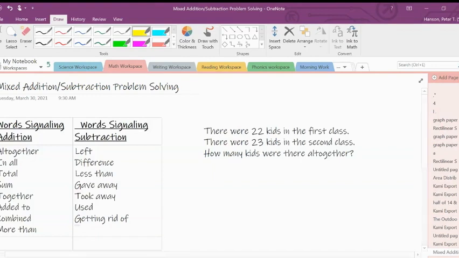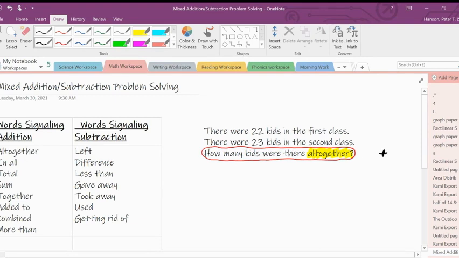22 kids in the first class. There were 23 kids in the second class. How many kids were there all together? So I want to first start by looking at this part here. I'm going to circle it to make sure that we know that we're looking at the question part, right? And here I know that the word that I'm seeing is all together, which is signaling that I'm going to put it together. So this here is telling me that I'm going to add. I'm going to highlight that. I want you to make sure that you're highlighting the word that's telling you to go about doing the operation that you're going to need to do. So this would be an addition problem.